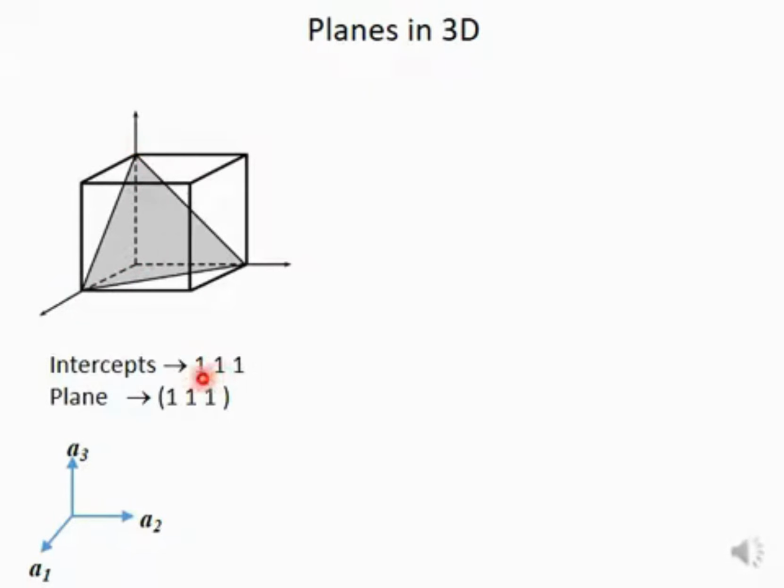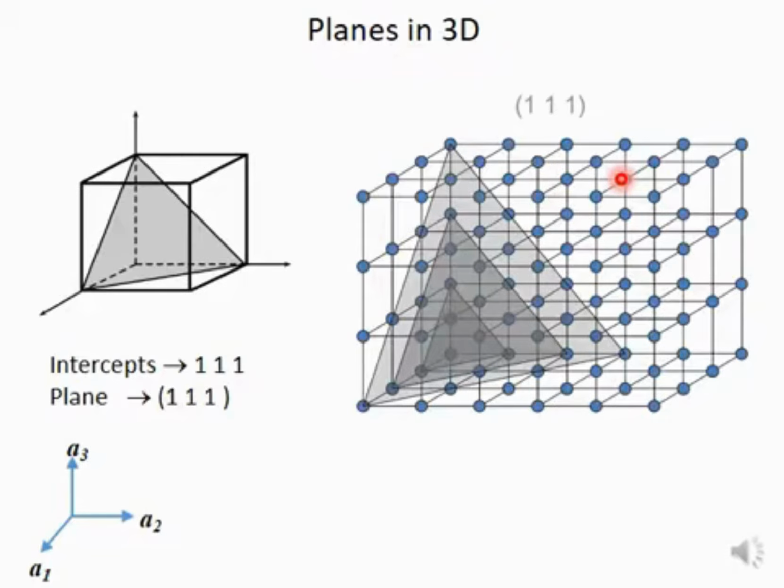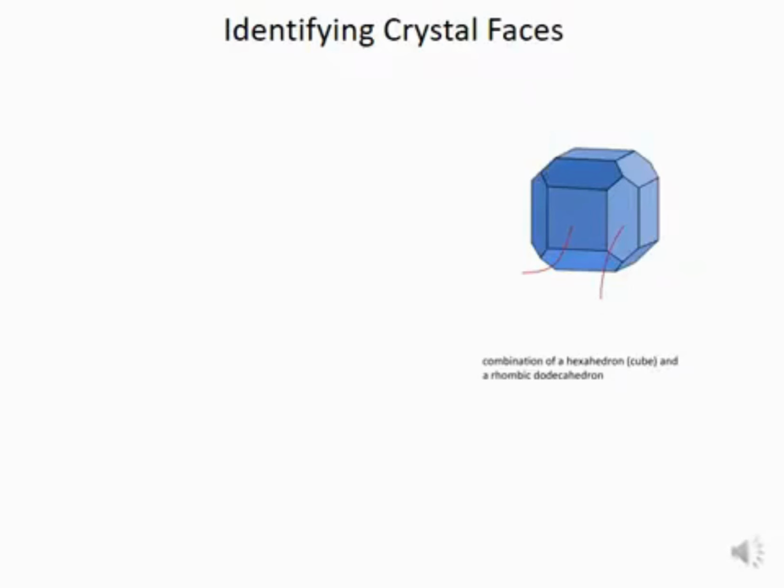So, in a simple cubic, the intercept along each direction is 1. So the intercepts are 1, 1, 1. So the plane will be 1, 1, 1. This is the 1, 1, 1 plane. The intercept is 1 on each axis, so the Miller indices are 1, 1, 1 again. So this is the three-dimensional set of planes, the 1, 1, 1 family of lattice planes.